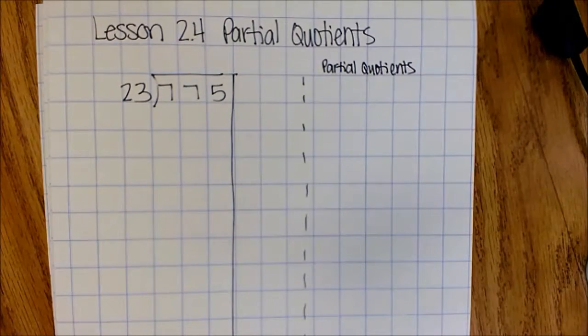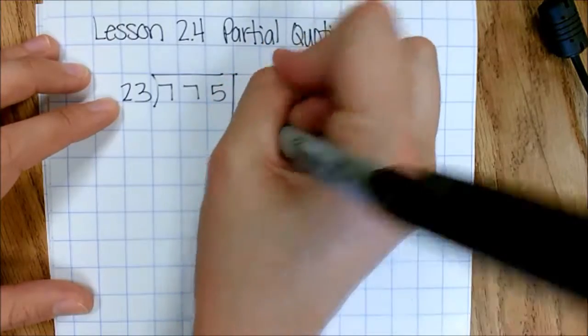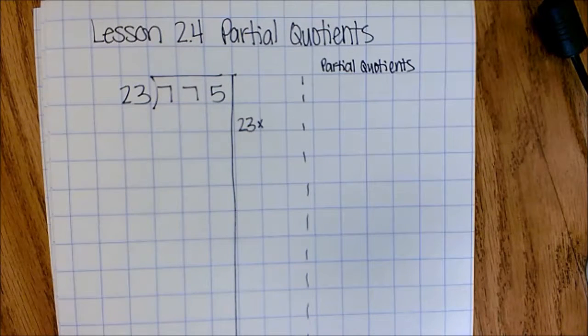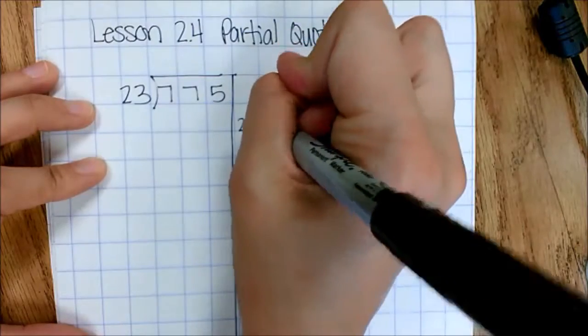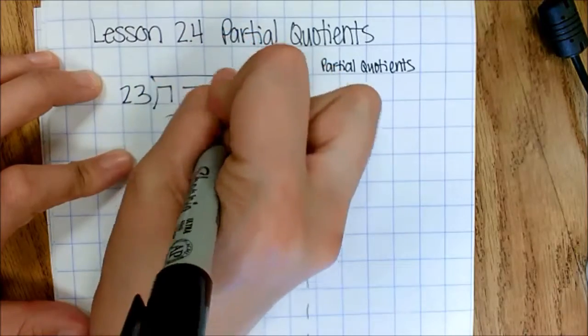All right, so my first step is to think to myself, what number can I multiply by the divisor, the 23, that will get me close to the dividend, the 775. And a really good tip or a place to start is starting with multiples of 10. So your 10, 20, 30, 40, 50, 60, 70, 80, 90, 100, 110, 120, because those are really easy to do math in your head with. So I'm going to first start off with, I think 23 times 10 would maybe work best to start us off. So 23 times 10, and that is 230. I know that's pretty close.